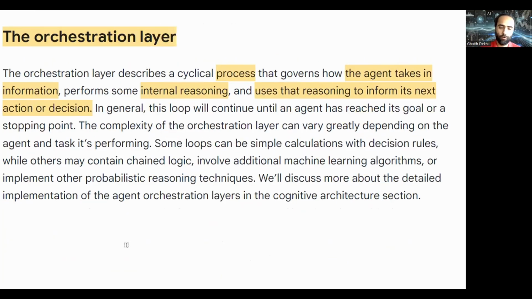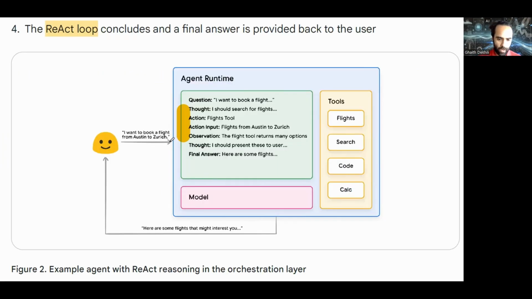Now, concerning the third component of an agent, which is the orchestration layer, it actually represents the process of the agent taking in information, reasoning about this information, and using this reasoning to decide the next action that should be taken. Let's look at a visual example that summarizes all this. So here again, we have our agent architecture. We have the first component, which is the model. We have a bunch of tools from which the model can choose to answer the question. And we have the orchestration layer. So let's look at this example.